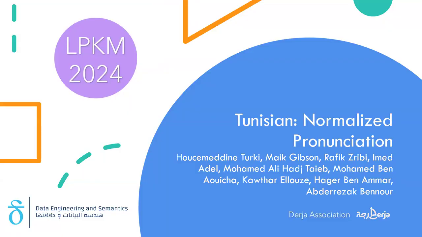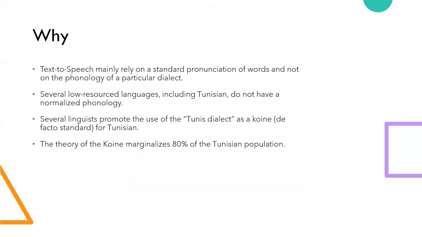Let's move on to our second work, entitled Tunisian Normalized Pronunciation. This work was done with the Derja Association, a nonprofit organization working for the promotion of daily use of Tunisian Arabic. You may ask why we need a normalized pronunciation for Tunisian. Text-to-speech mainly relies on the standard pronunciation of words and not on the phonology of a particular dialect. For example, we will not find the French of Marseille in a text-to-speech service. We will find the French of France.